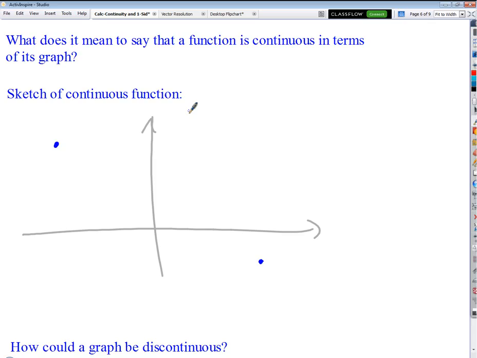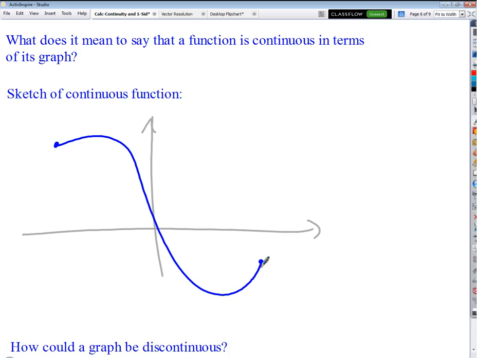A continuous function on an interval from A to B just means that I can draw the function from A to B and my pen never leaves the board. Okay? Makes sense, right? For it to be discontinuous, I would have had to have picked my pen up, and so if I don't do that, it must be continuous, right? That's it.